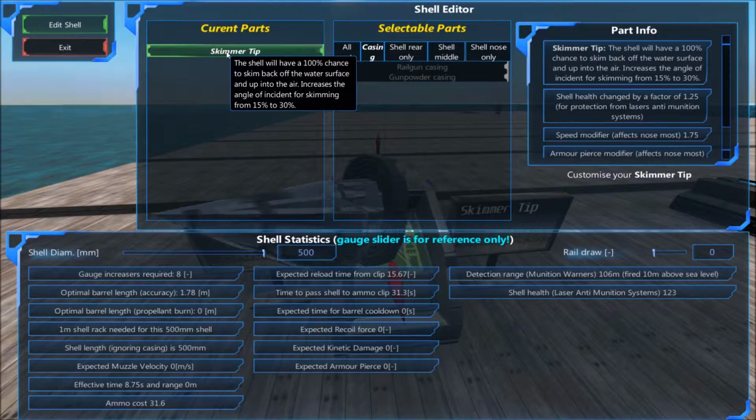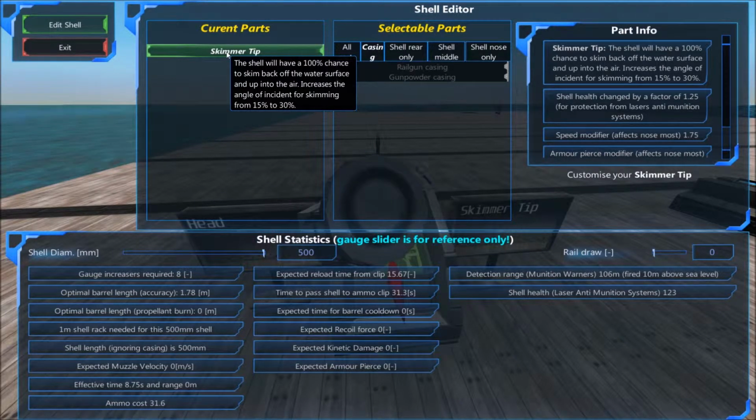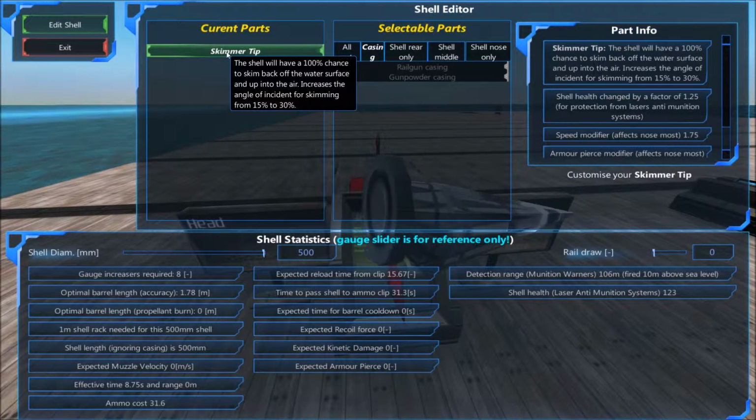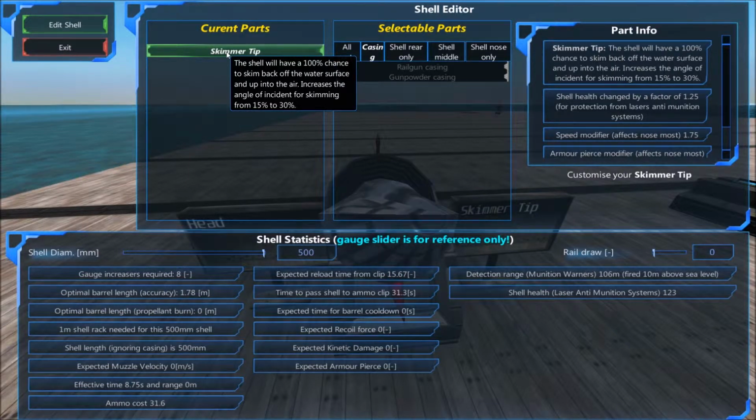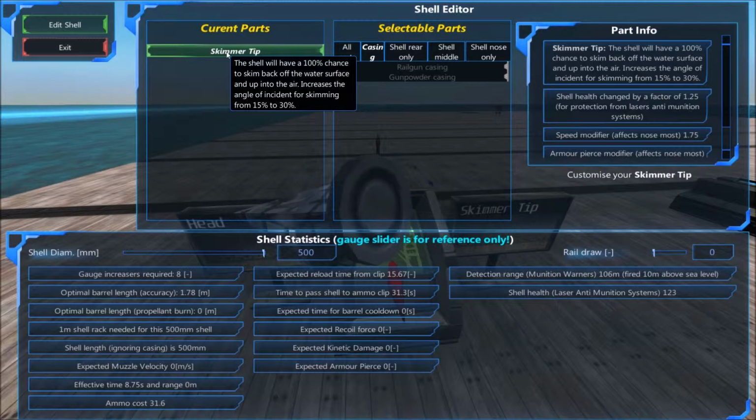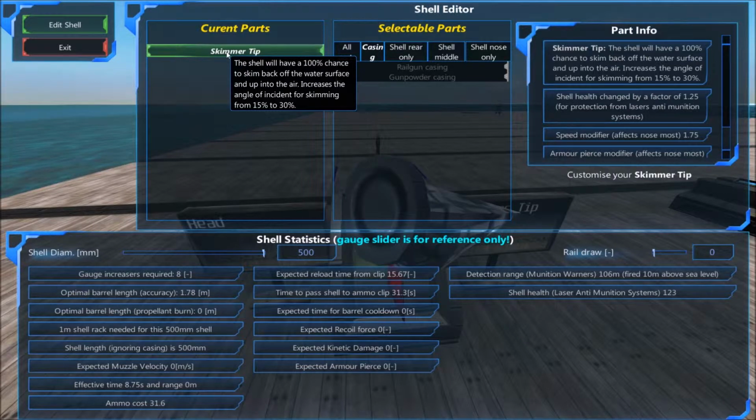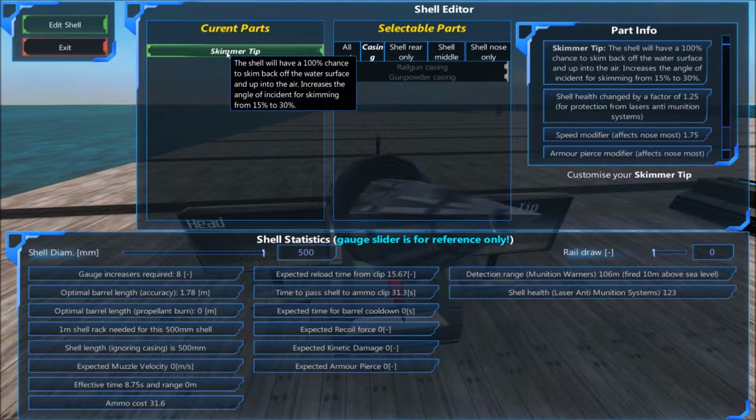And if your shell bounces, potentially you could end up missing the opponent. Anyway, what the skimmer tip does is it increases the required angle from 15 degrees to 30 degrees, or at least that's what I assume it does. On the tooltip it says 15% to 30%, so I don't know if that's a typo. But as far as I'm aware, it increases it from 15 degrees to 30 degrees. So your shell can come in at a higher angle but still bounce.